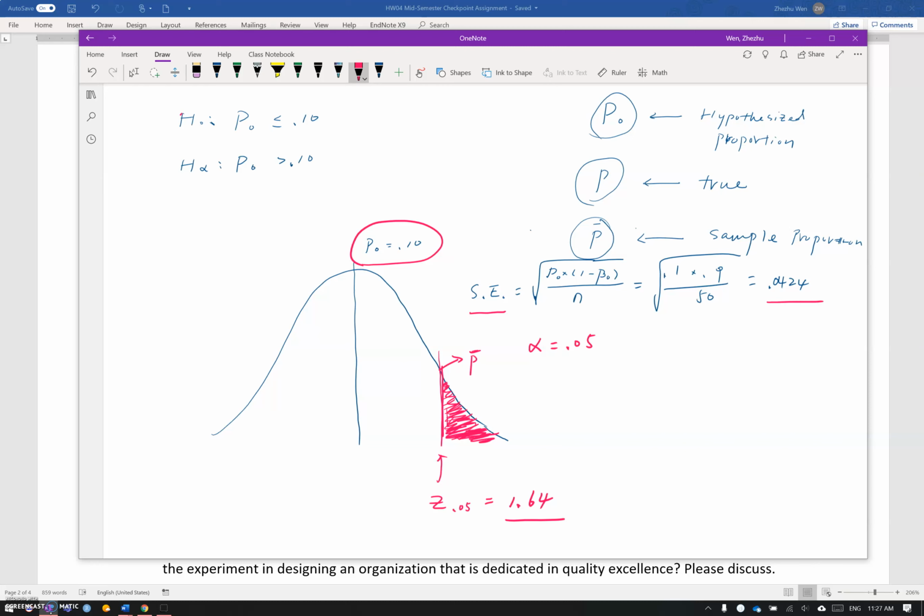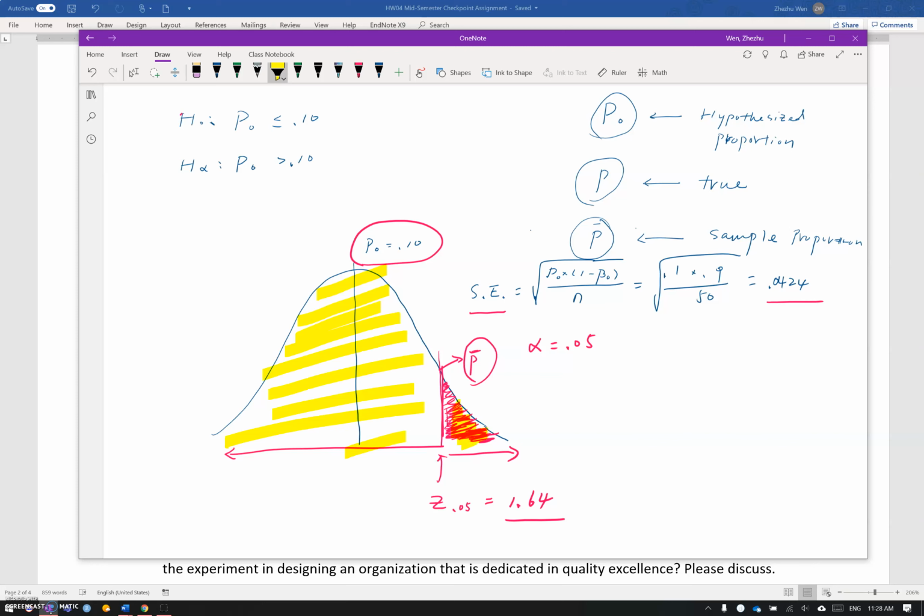So what is this P that sets apart this region and the other region? What is going to be the value of P bar? Here you are seeing two different regions, two different stories. Assuming that the population proportion is 10%, the sample result can happen all over the place, but just not in this area. If you obtain a sample outcome that falls into this particular region, that probably means the true proportion is not 10%.